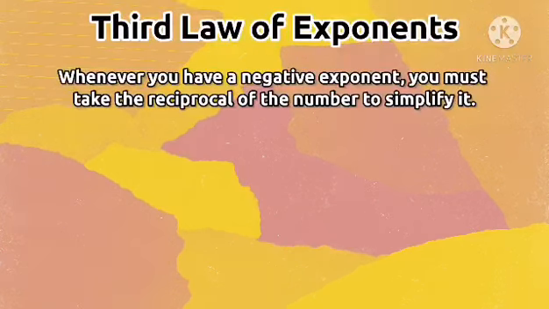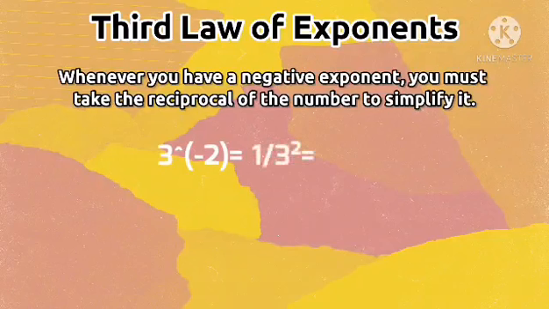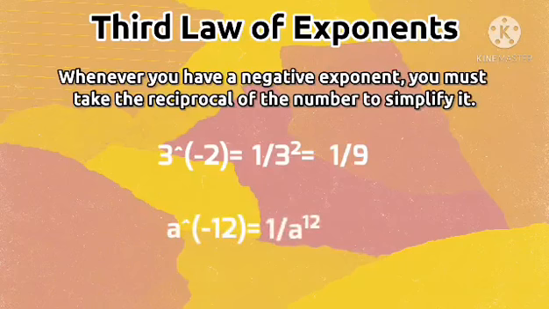The third law of exponents states that whenever you have a negative exponent, you must take the reciprocal of the number to simplify it. This means that when we have a number such as 3 with the power of negative 2, we first get its reciprocal, which is 1 over 3 with the power of 2. After which we can then simplify it to 1 over 9. This works the same way with variables, with a with the power of negative 12 resulting in 1 over a with the power of 12.